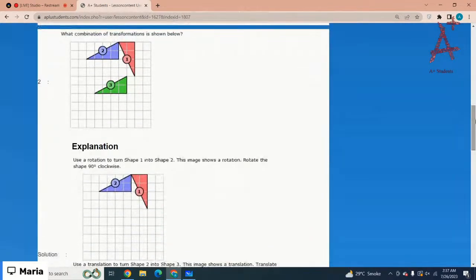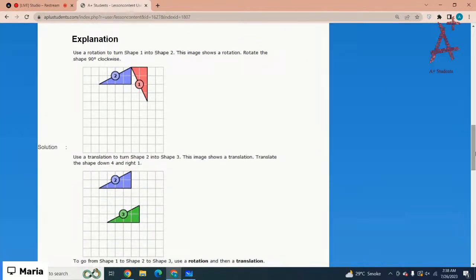What combination of transformations is shown below? Okay, you started from 1, then 2 and 3. So from 1 to 2, that would be a rotation. Got it? Use a rotation to turn shape 1 into shape 2. The image shows a rotation. Rotate the shape 90-degree clockwise. That is a 90-degree clockwise rotation. Then from 2 to 3, you moved the complete thing from here to here. That would be a translation.